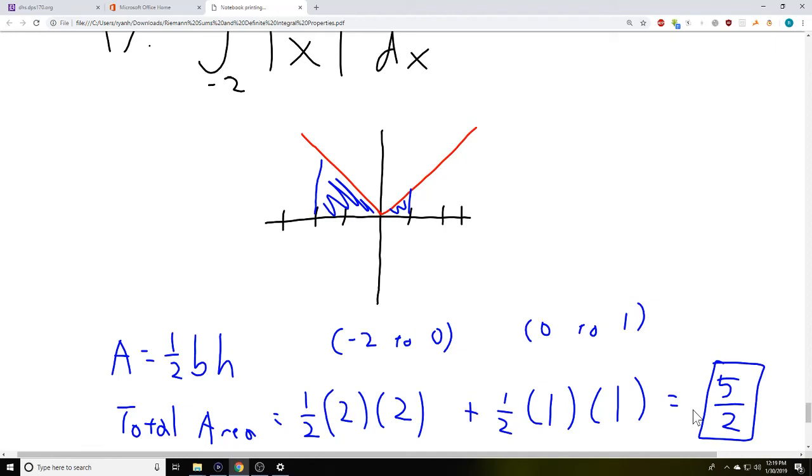So the steps in these problems are going to be: draw the picture. It should be some pretty simple geometric figure. So you're probably going to be working with some triangles, some rectangles, maybe some circles, trapezoids, those kind of things. And you want to use what you know about area in geometry to find those integrals.